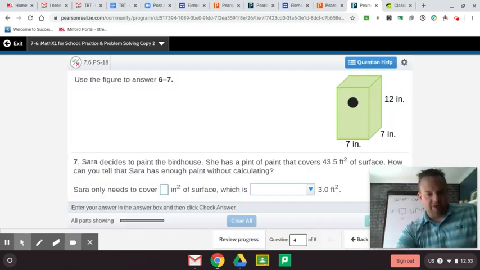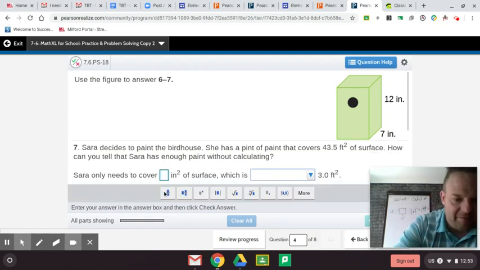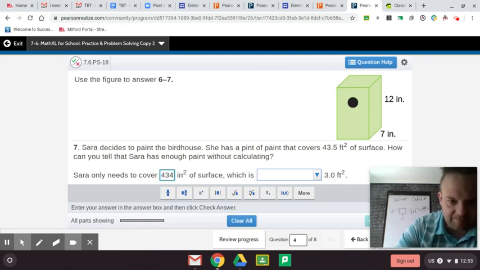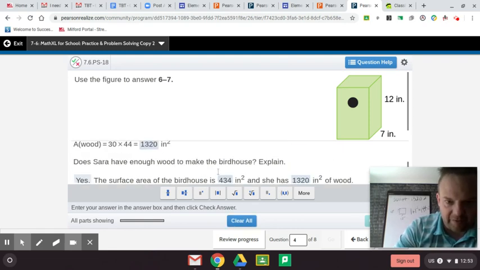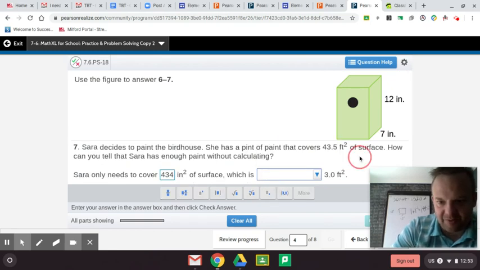All right, now for the one that we got confused on. Sarah decides to paint the birdhouse. She has a pint of paint that covers 43.5 feet squared of surface. How can you tell that Sarah has enough paint without calculating? Sarah only needs to cover, what did we say, 434 inches squared of surface, which is, now look, here's what they did. The 43.5 to the 3 foot squared.